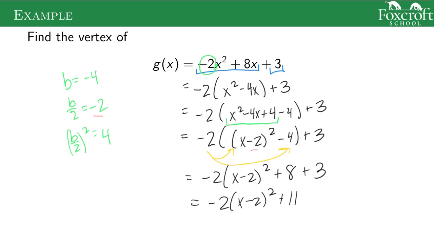All right, but now I'm still not done. I still have to actually solve for what the vertex is. The vertex is positive 2, positive 11. So it's a long process, but again, it's things you've done before. As long as you keep track of the steps, you can find the vertex.